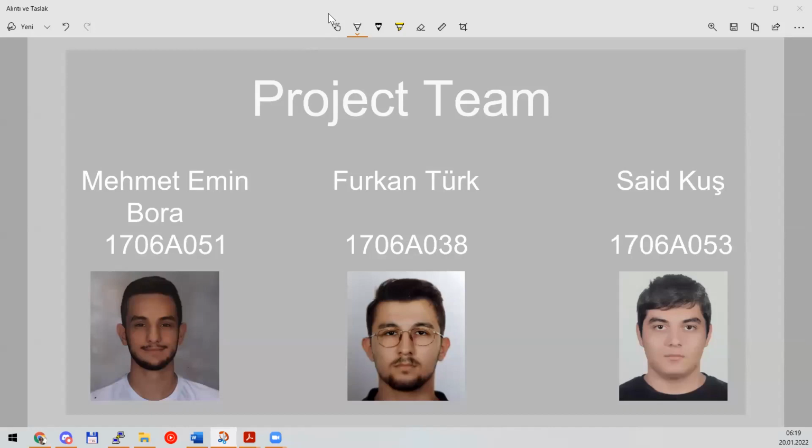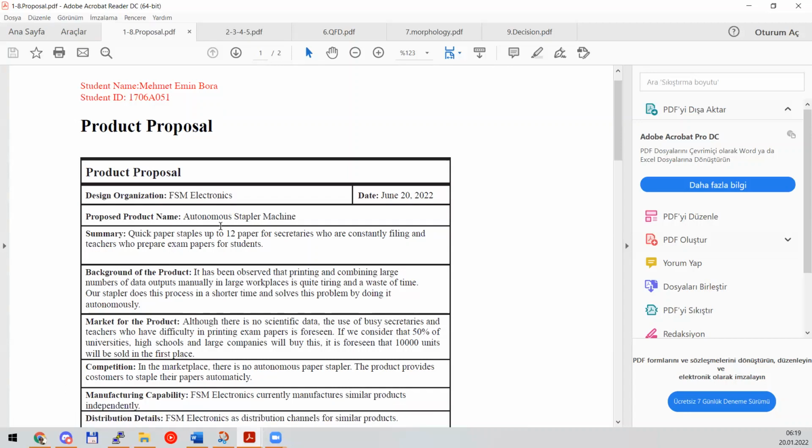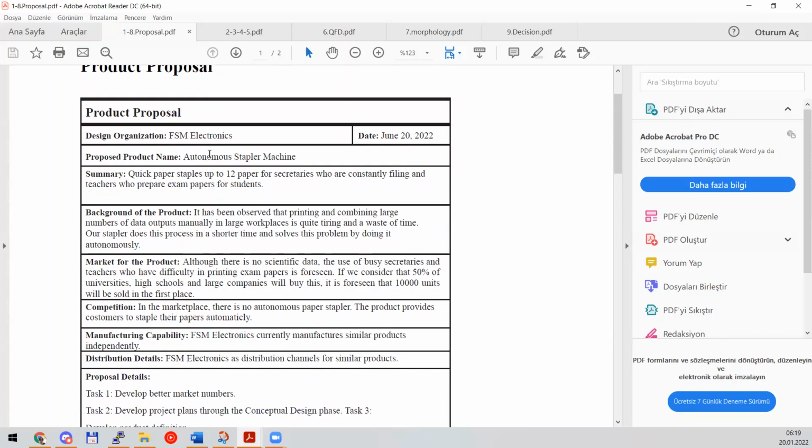We are representing to you our autonomous paper stapler. This is our project team. This is our product's proposal. The product can staple 10,000 A4 papers per minute. You can see our proposal in there.